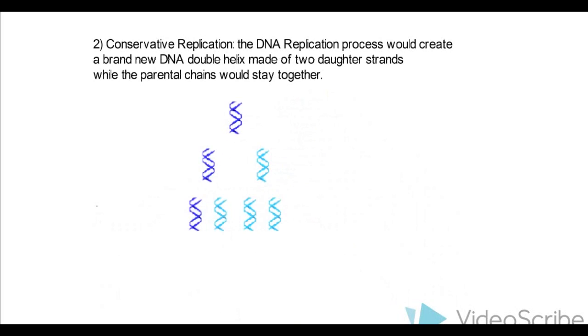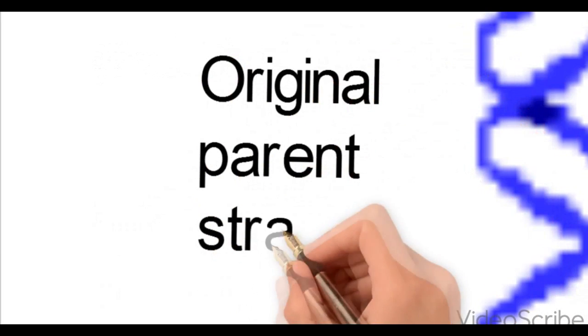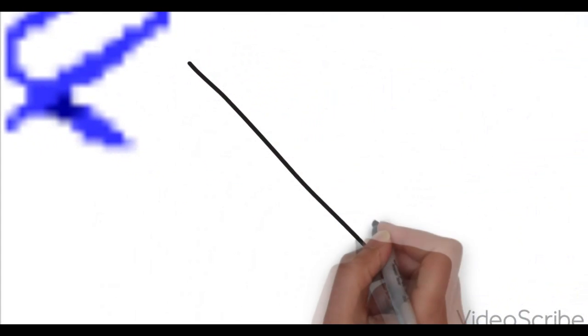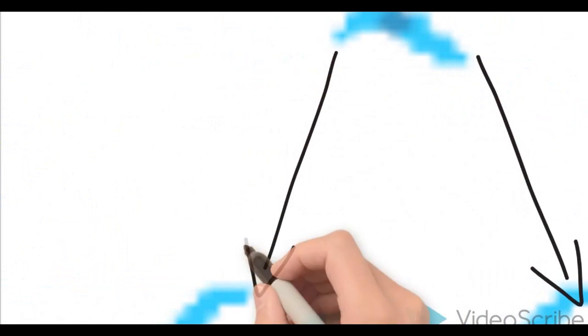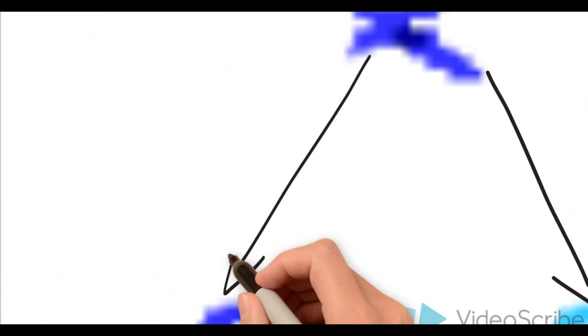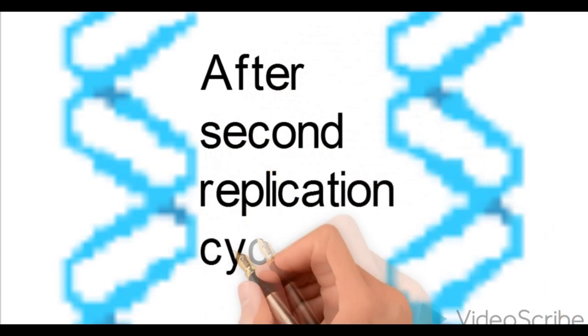The first one is the parental strand, or we say the original parent strand. It starts to separate itself into DNA double helices, and one of them will be a daughter strand, and the second DNA double helix will be the parental strand. After that, the daughter strand and parental strand divide and give us DNA double helices. So let's see this part. It means after the second replication cycle.